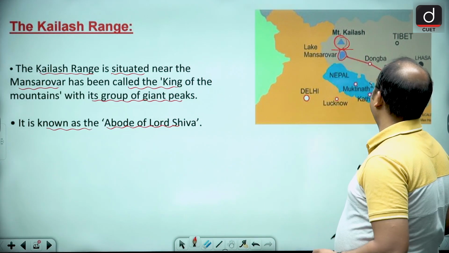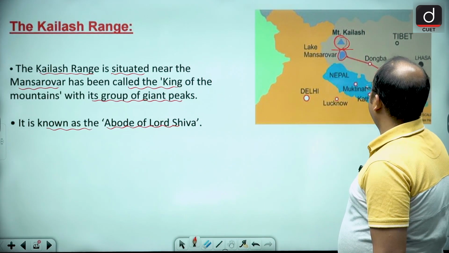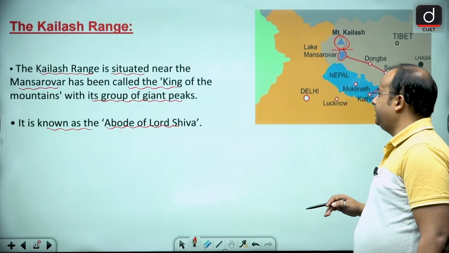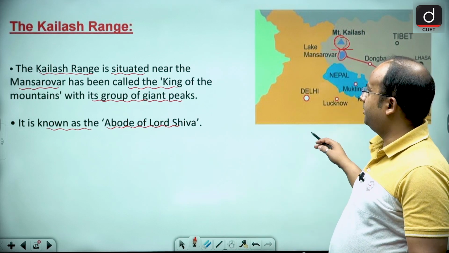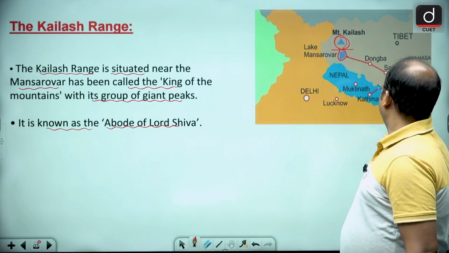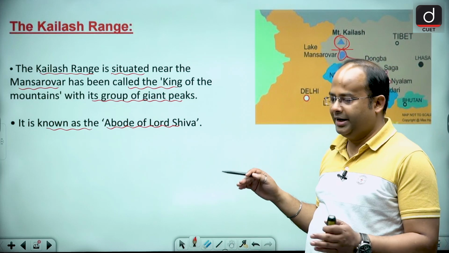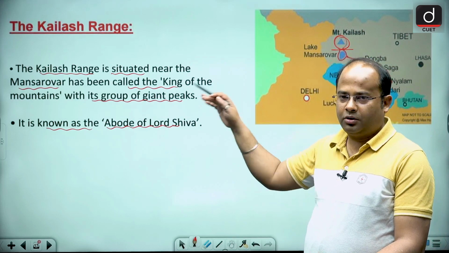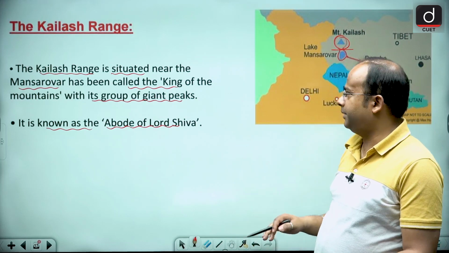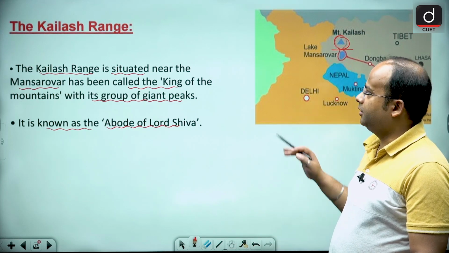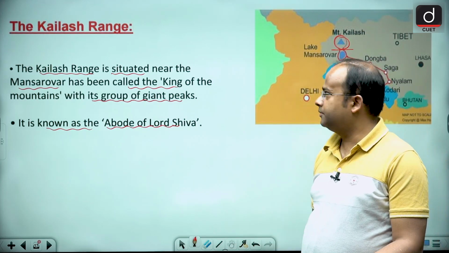This is north of Mansarovar lake, and there you will find many giant peaks. Therefore it is called the king of peaks or king of mountains. So that is the Kailash range.